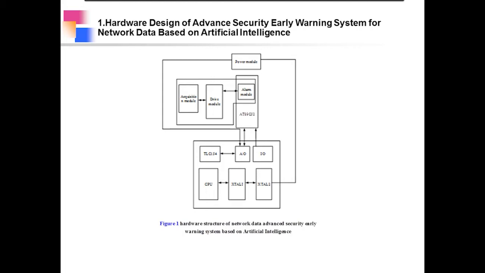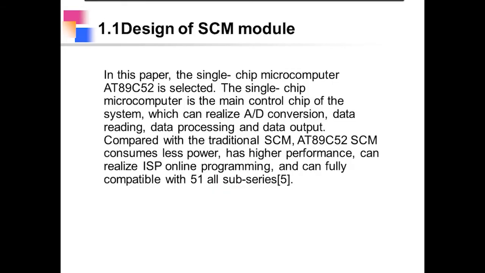The stepper motor drive is controlled by the AT89C52 controller, and the data acquisition is carried out by the TLC1543 chip. Design of SCM module. In this paper, the single chip microcomputer AT89C52 is selected. The single chip microcomputer is the main control chip of the system, which can realize AD conversion, data reading, data processing, and data output. Compared with the traditional SCM, AT89C52 SCM consumes less power, has high performance, can realize ISP online programming, and is fully compatible with the 51 series.